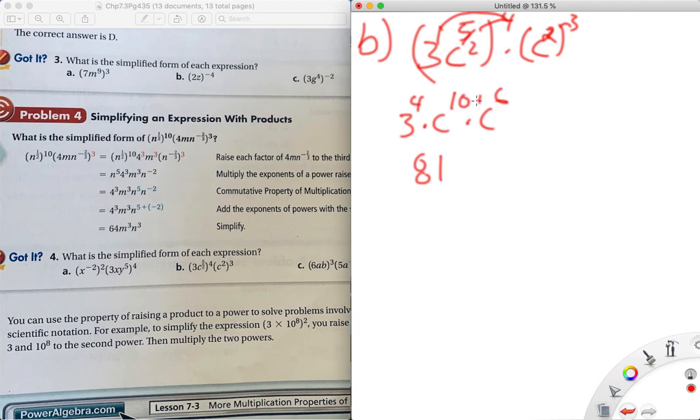I'm going to add these two guys. So 10 plus 6 is 16. C to the 16. So our answer is 81 c to the 16.